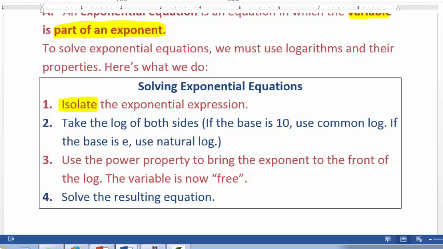And then once we've isolated it, we can use the whole idea of the inverse property, or the power property. It depends on what base we want to take. So we're going to take the log of both sides of the equation. If the base is 10, then of course we would use the common log because that has a base 10. If the base was e, then we would use the natural log because of course that has a base e, right?